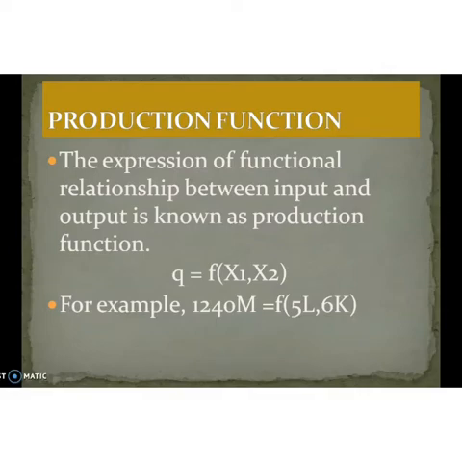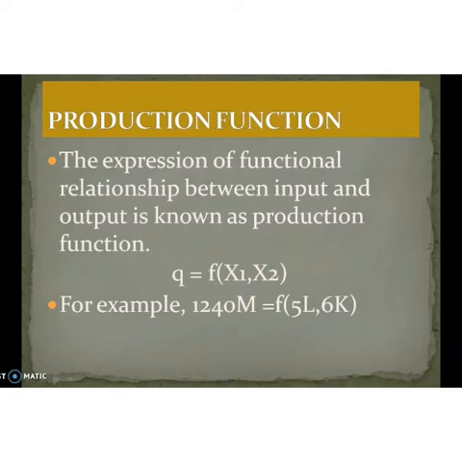As we have seen before, the expression of the functional relationship between input and output is known as production function. What do you mean by production? Production means the transformation of input into output. Then the relationship between input and output is expressed through the production function. So mathematically it can be expressed as Q = f(x1, x2).